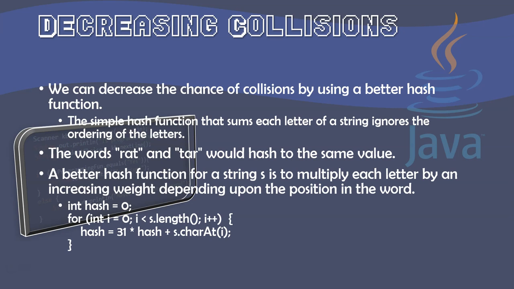A better hash function for a string is to instead multiply each letter by an increasing weight depending upon the position in the word. So, for example, int hash equals 0, and we have our for loop, int i starts at 1, goes to the end of the string, and we say hash equals 31 times the hash plus s.charAt. That 31 times is, of course, adding a weight value for those positions.